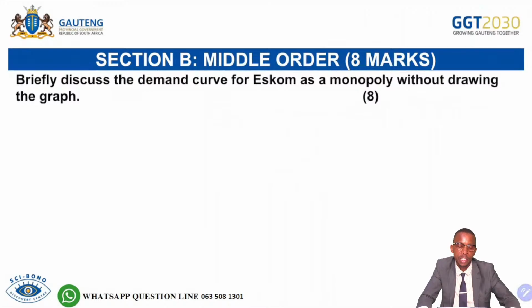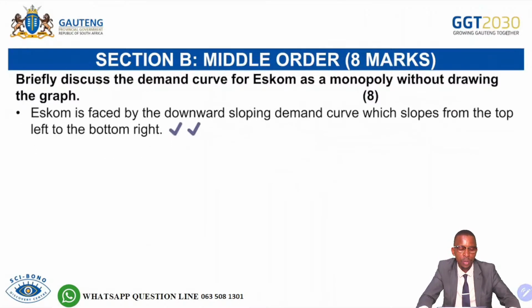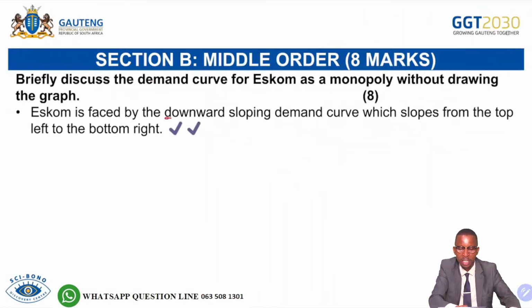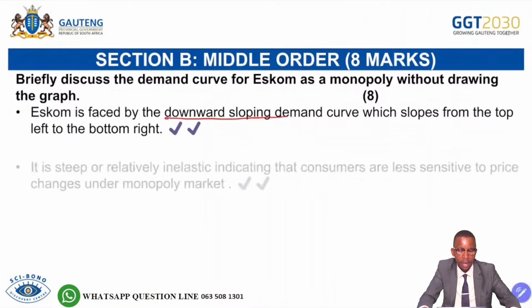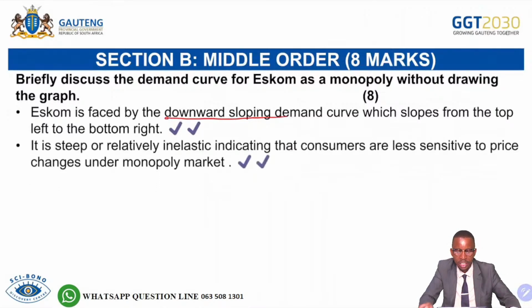And then briefly discuss the demand curve for ESCOM as a monopoly without drawing graphs. 8 marks. This is the middle order. So we know the demand curve for ESCOM. ESCOM is faced by a downward sloping demand curve, which slopes from the top left to the bottom right. Then also it is steep or relatively inelastic, indicating that consumers are less sensitive to the change in price because the firm is the only supplier of a unique product.